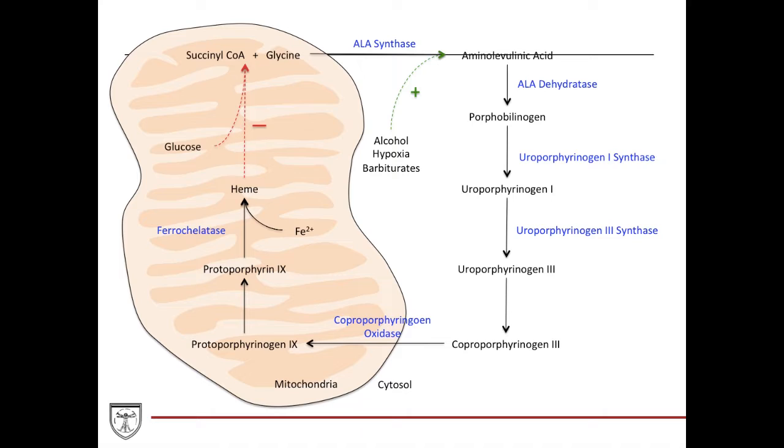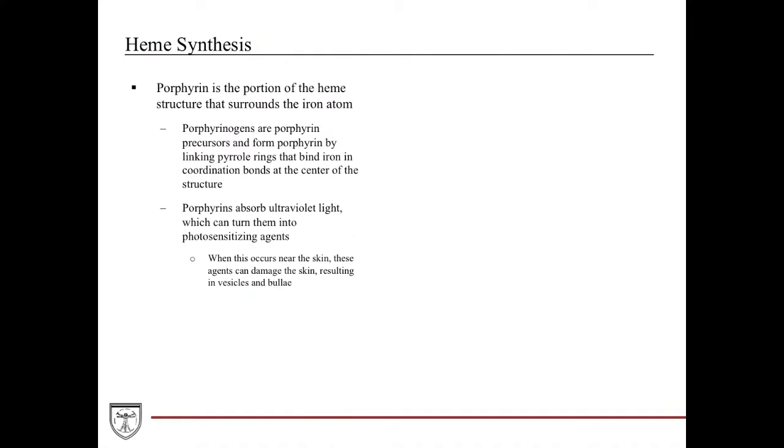What I would encourage you as I go through the next slides is to keep your textbook with you open so you can reference this image. So heme synthesis all starts with the concept of what a porphyrin is. Porphyrin is a portion of heme, that structure that surrounds that iron that we just talked about. So porphyrinogens are porphyrin precursors that form the porphyrin by linking pyrrole rings that then will bind to the iron at the center of the structure.